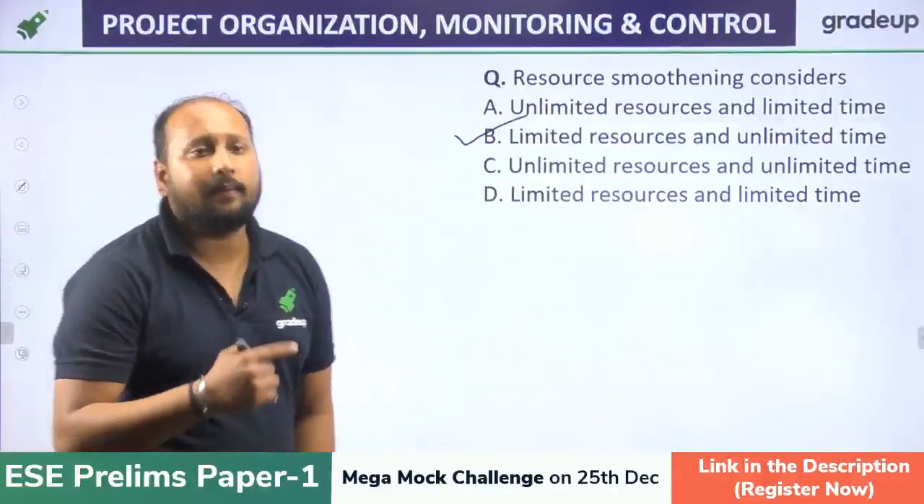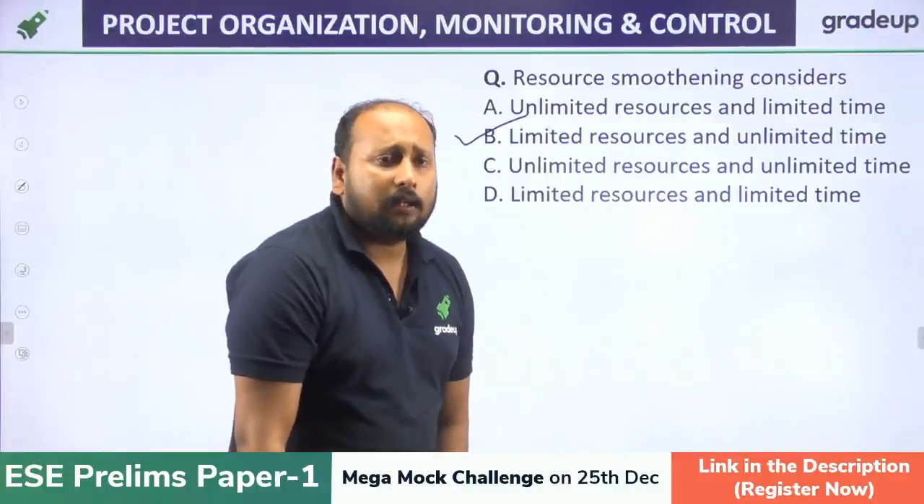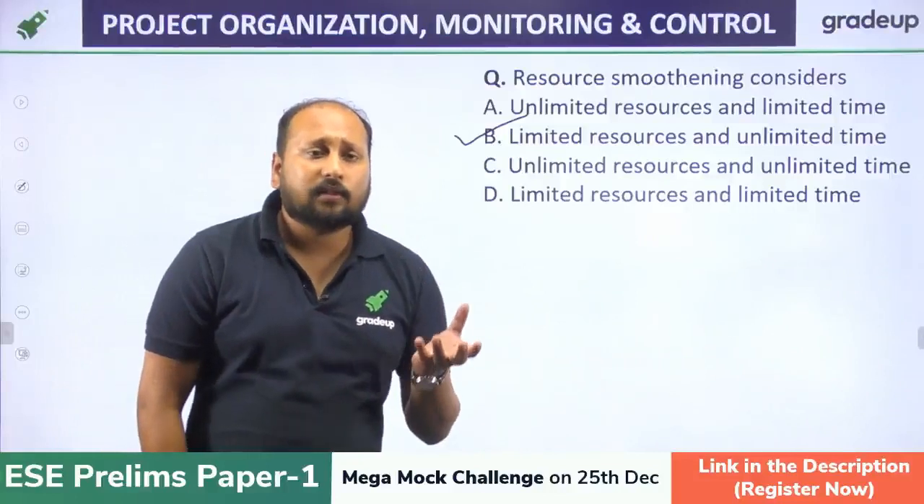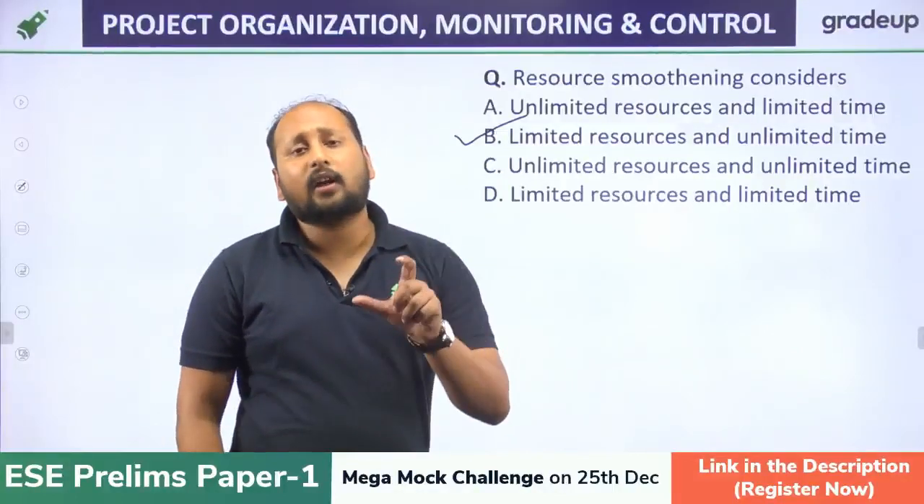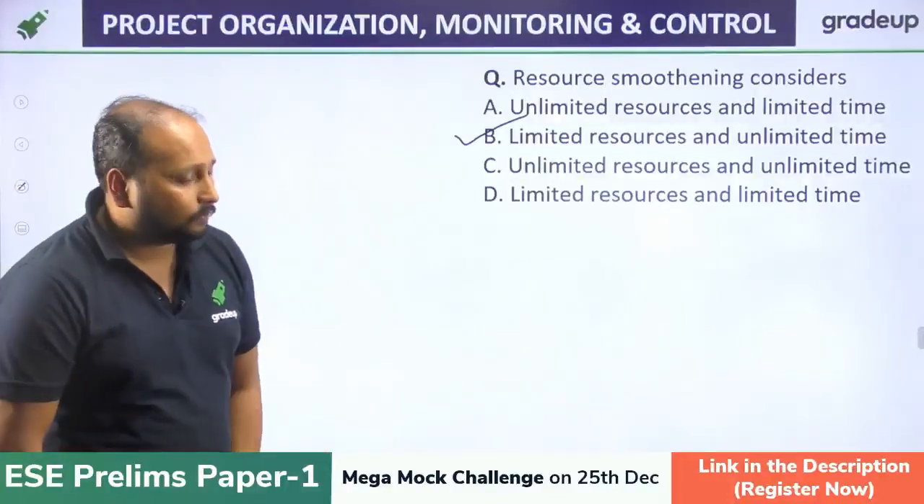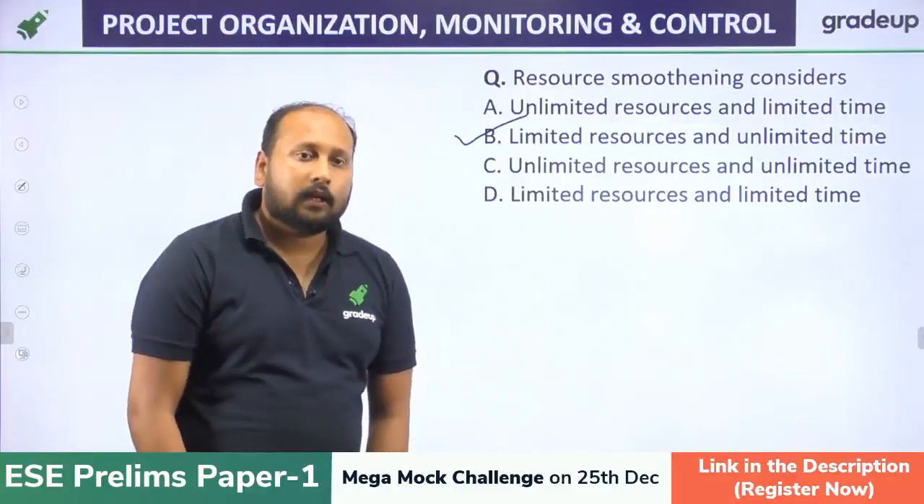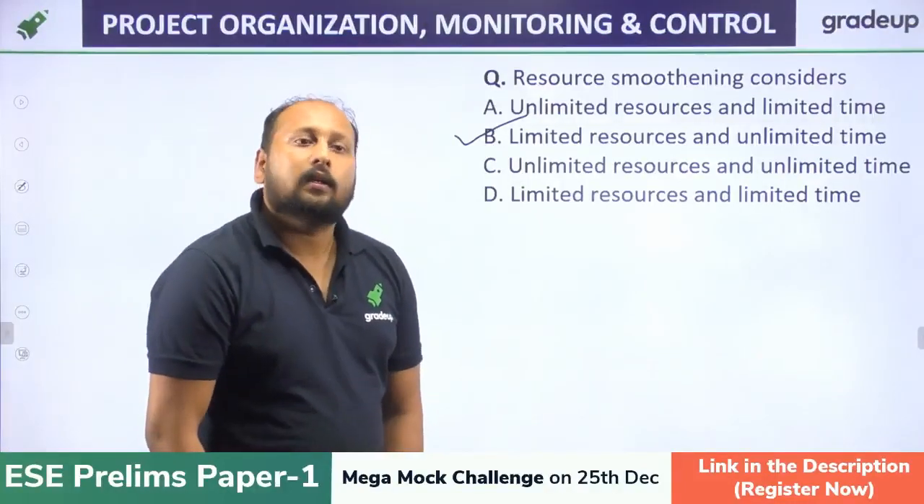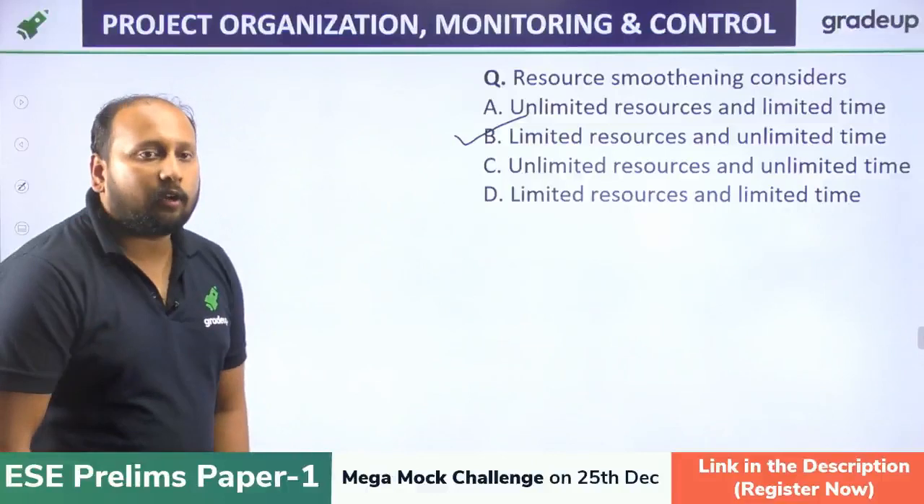Limited resources and unlimited time. Akash, it should be B because we have limited resources, we have a resource constraint, but we don't have any constraint on time. Clear? So option B, not C. It should be B. Very good. Rahul, Devpal, Pradeep, Pushpa. Those who responded B, all of you are correct.